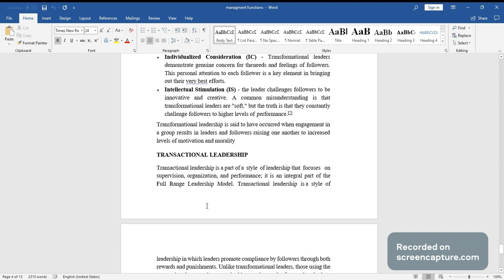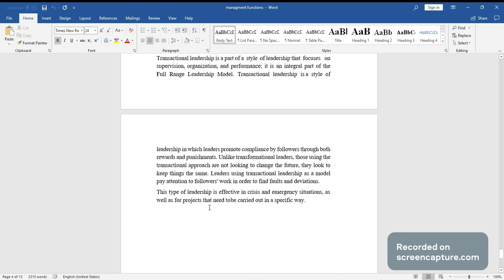Transactional leadership is the part of leadership style that focuses on supervision, organization, and performance. It is an integral part of the full range of leadership models. Transactional leadership is a leadership style in which leaders promote accomplishment by the followers through both rewards and punishments. They do not look to change the future; they look to keep things in the same manner.